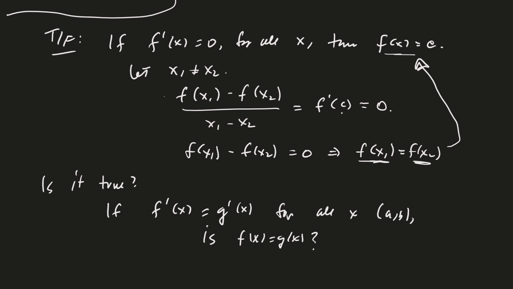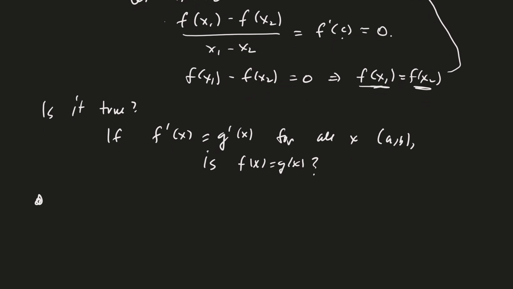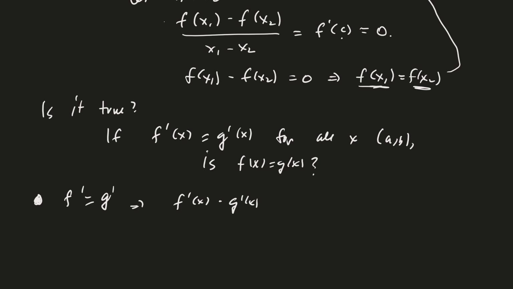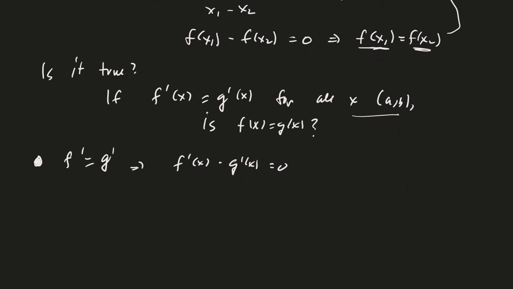Well, from this previous statement here, the reasoning is that if f prime equals g prime for all x in (a, b), then f prime of x minus g prime of x equals 0 for all x in (a, b). And by our previous line here, we know that that function then must be a constant. So therefore f of x, the antiderivative, the original function, must be a constant, right?